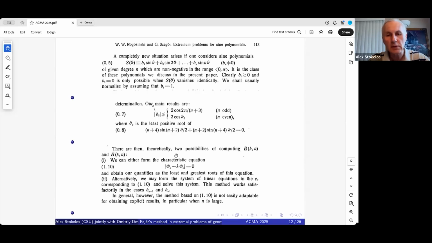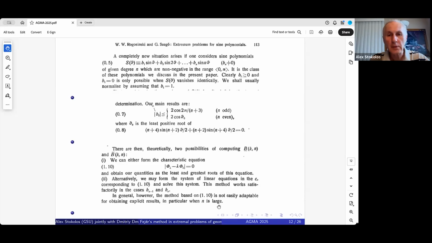They use Lucas theorem about non-negativity of algebraical polynomial, but they made the comments. So to find extremizers, you need to consider a kind of characteristic equation, and they say that in general, however, the method based on this equation is not easily adaptable for obtaining explicit results, in particular when n is large. And later you will see why. And we took efforts and spent many, I would say even years, working on this problem.